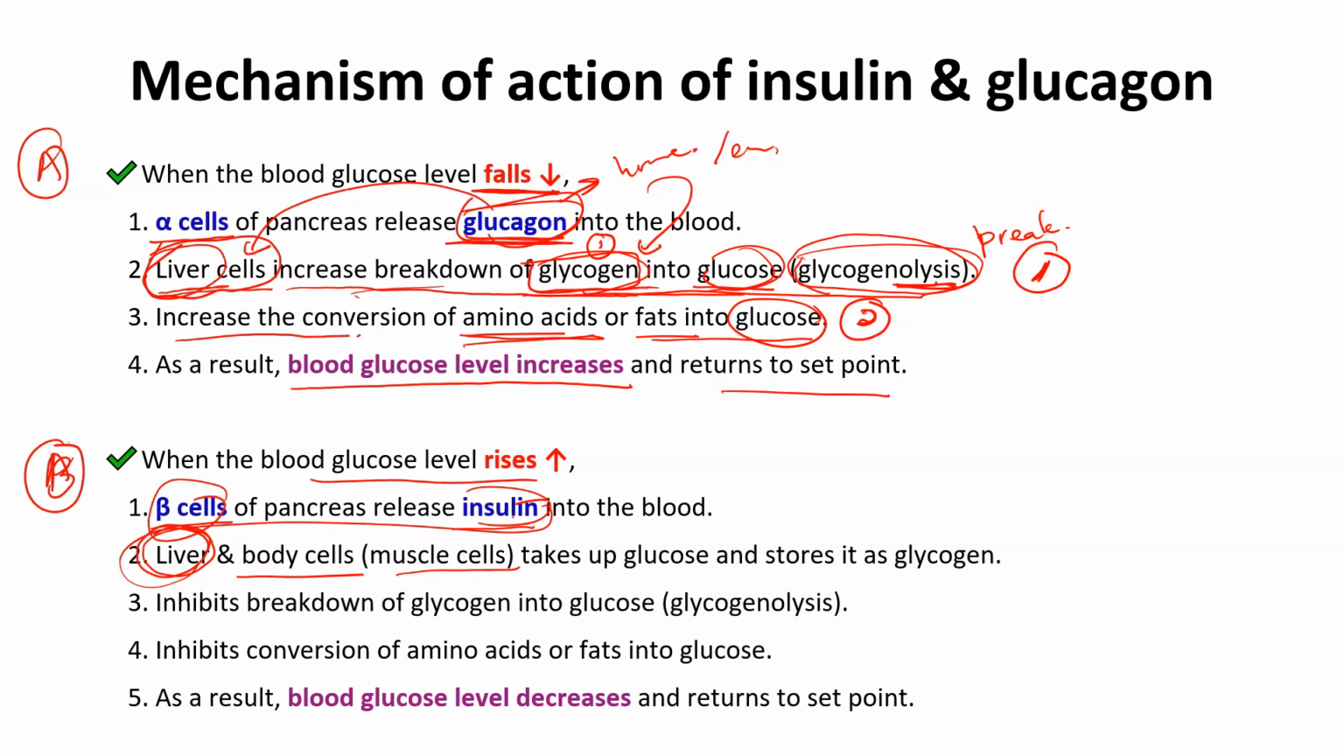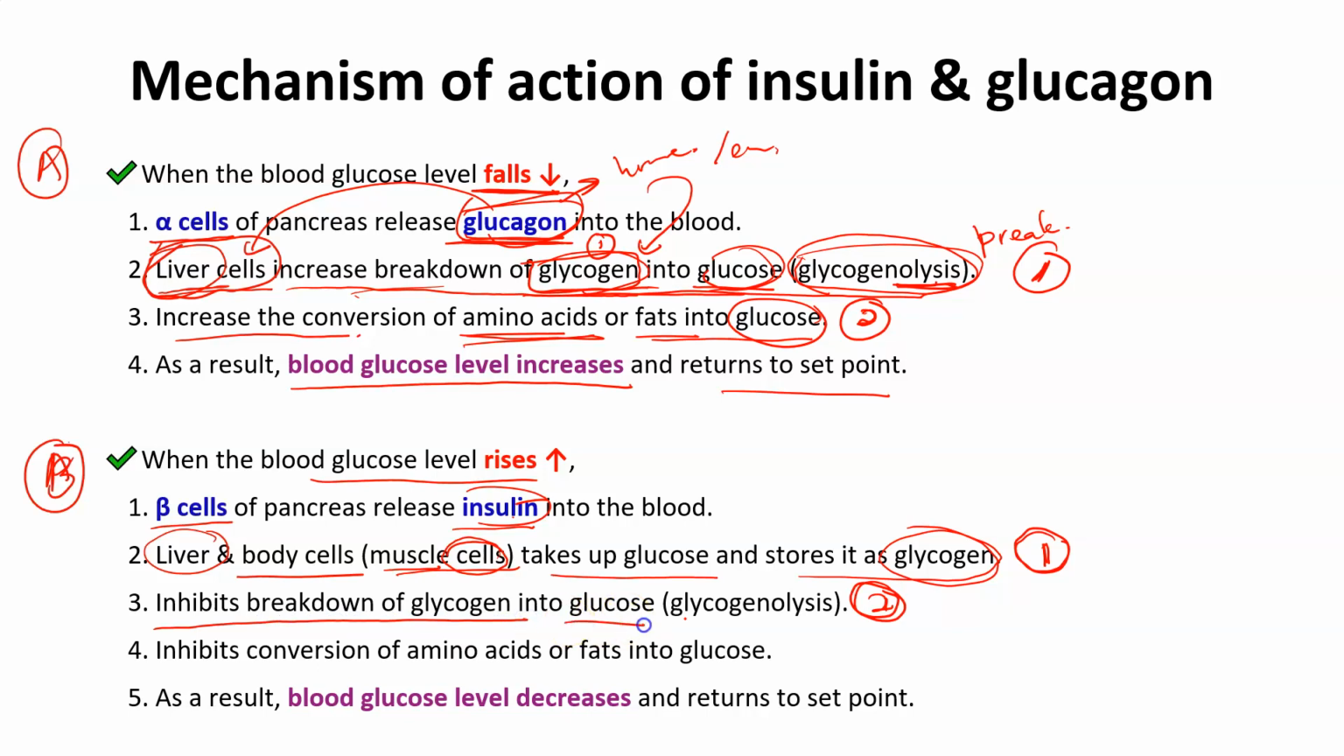In the blood you have plenty of glucose, and insulin will instruct the cells of the muscle and the cells of the liver to take up glucose and store it as glycogen. So this is one way to reduce blood glucose level. Another way, the second way, is to inhibit the breakdown of glycogen into glucose. This means the hormone insulin is antagonistic to glucagon.